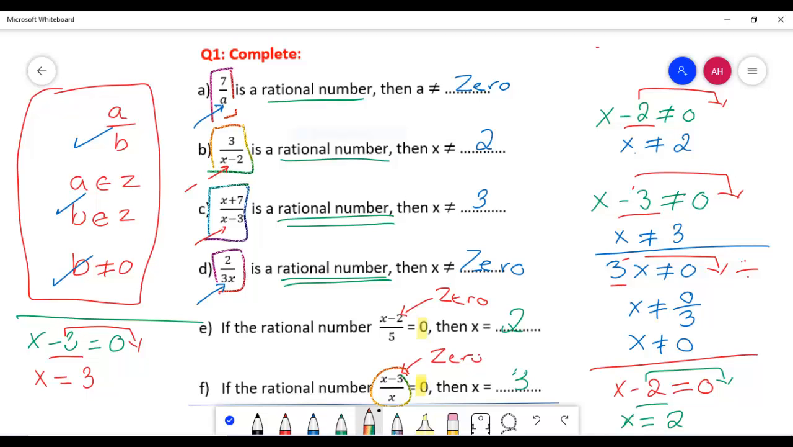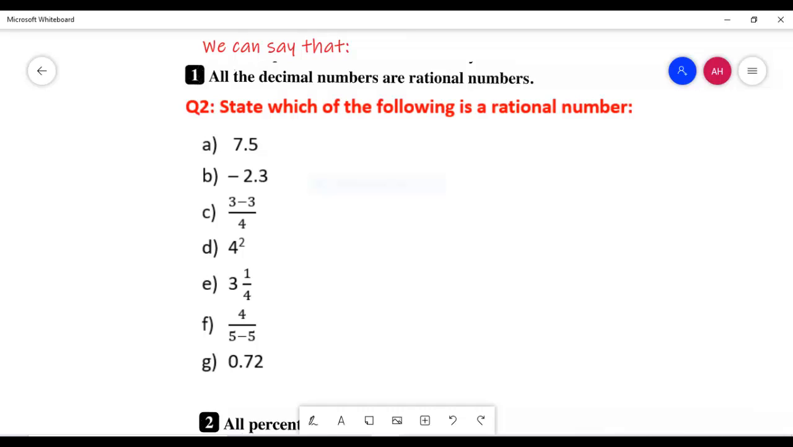I want you to pause your videos and write this question in your classwork copybook and write today's date on it. We can say that all decimal numbers are rational numbers. Is this statement true? Let's go and see. In question number 2, state which of the following is a rational number. Are those numbers irrational numbers or no?